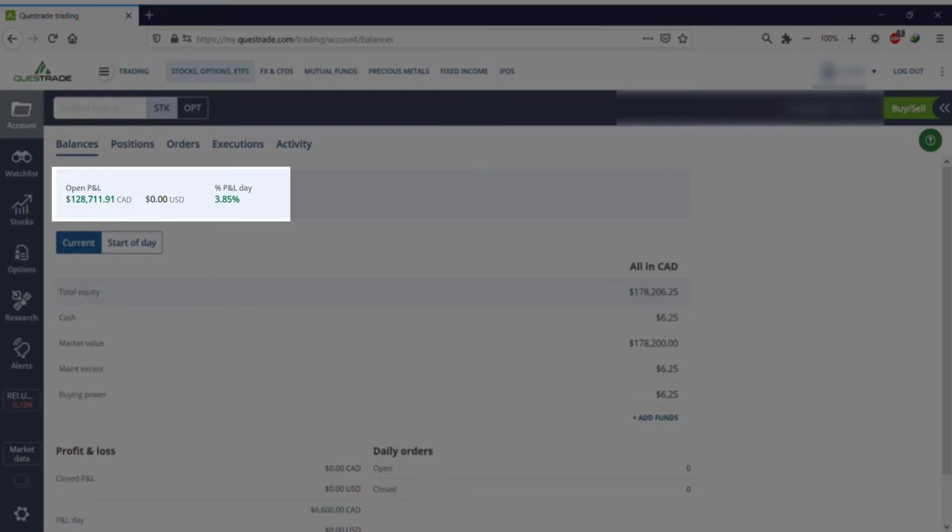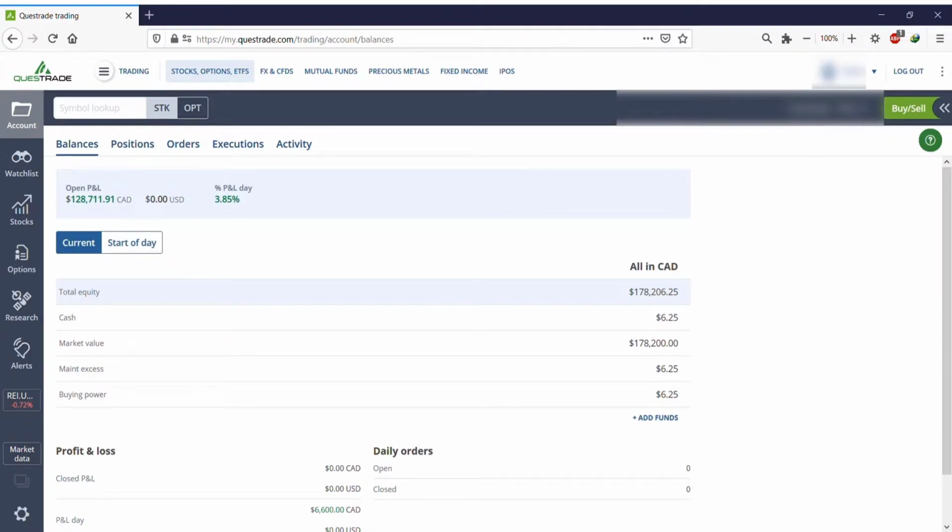right here. And by the way, the color definitions in Questrade are: if it is green, it means the operation is successful or the price increased. If it is red, it means the operation has failed or the price decreased. And if it is yellow, it means there's a problem with the operation and you need to solve it before it's done.